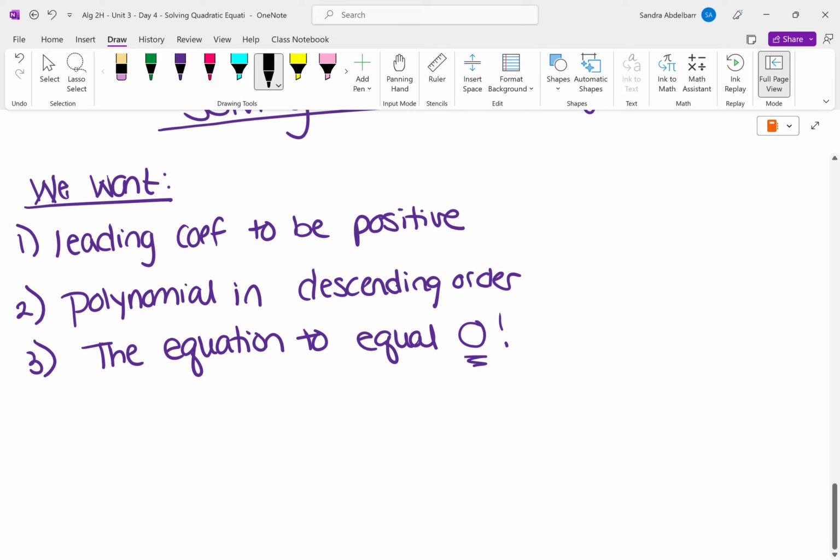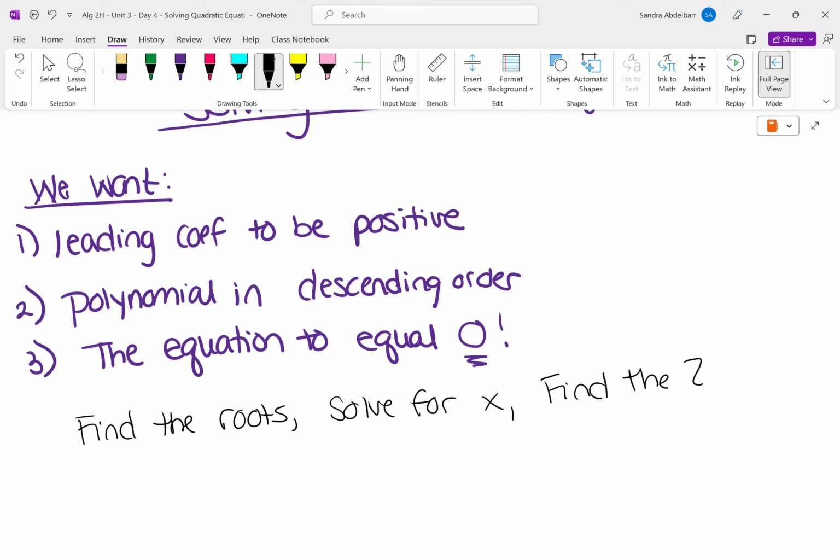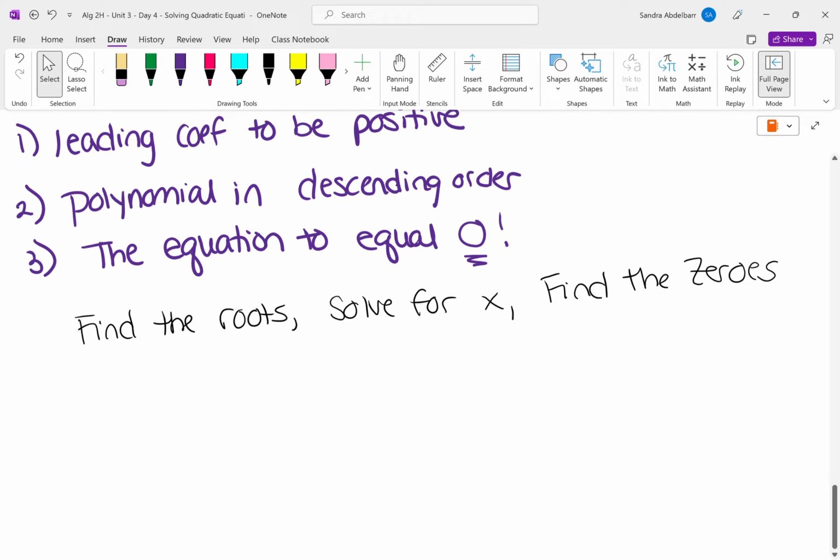So different ways I could ask you to solve a quadratic equation. I can say find the roots. I can say solve for x. Or I can say find the zeros. So all different directions I can give. All of that means solve for x.